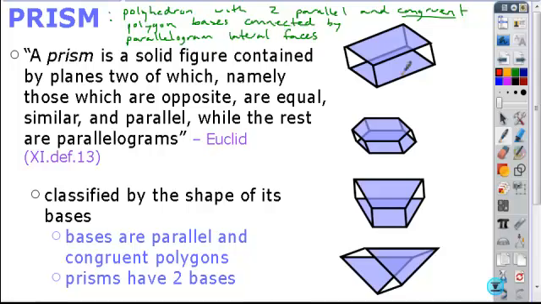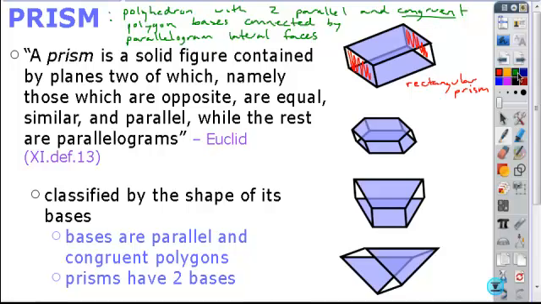So if we look at this first example, what shape is our base? You have a rectangle, so this is a rectangular prism. So what's to keep me from saying that these are the bases? Are those parallel and congruent polygons? Yeah. Are they connected by parallelograms? Yeah, so that pair of these red faces could also be considered the bases of this prism. Would it still be considered a rectangular prism?